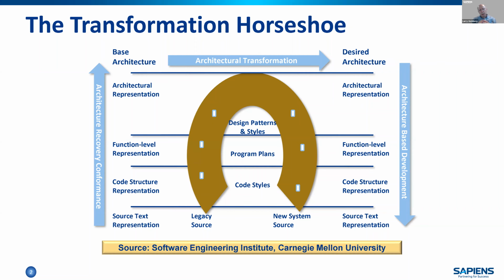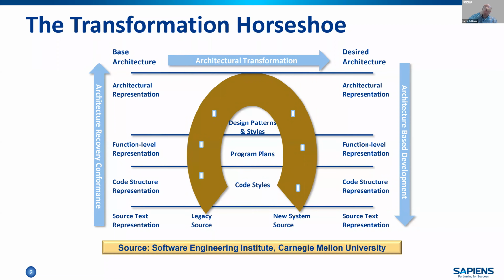And the notion that was developed by the SEI is that it is possible to do a transformation of a legacy system at any level of the architecture. You could do from source code to source code a direct translation. You can do a code structure to code structure translation. You can do a function level to a functional level representation. And their notion was that the higher you go up in this horseshoe, the higher the value of the translation.